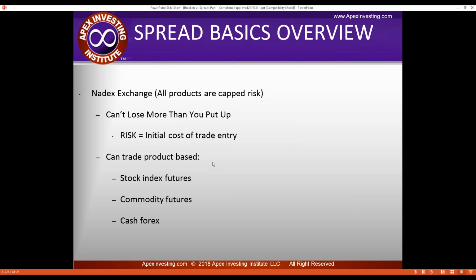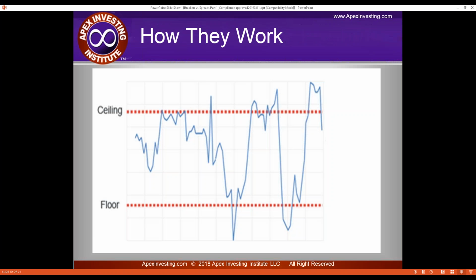Just like all other products on the Nadex exchange, all products are capped risk. You cannot lose more money than what you put up to get in your trade. Your risk is the initial amount that you put up to enter that trade, and up front you know the exact amount you're risking, your maximum risk, and your maximum profit. Everything is known upfront, capped risk and reward. You can trade the call spreads on stock index futures, commodity futures, and cash forex.